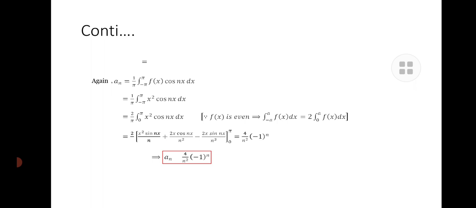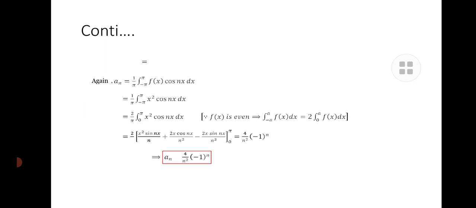So we can rewrite the formula as 2 times the integral from 0 to pi of f of x dx. So the above a_n value we can rewrite as 2 divided by pi, integral 0 to pi of x square cos nx dx.